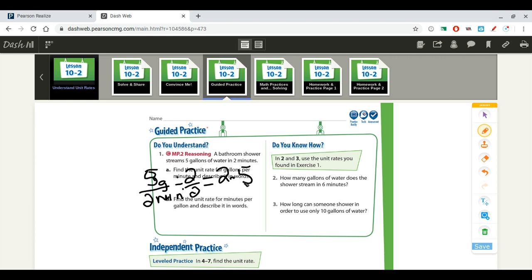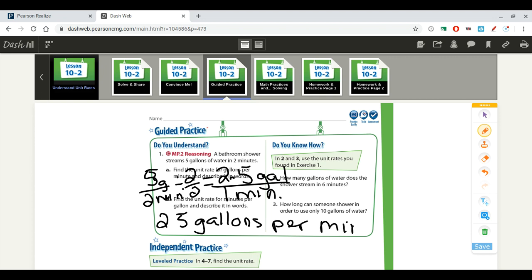So let me see. So 2.5 gallons. Okay, so I have 2.5 gallons per 1 minute. So that's my unit rate. How I would describe that in words is 2.5 gallons per minute. All right, so I'm going to put that there. So I have 2.5 gallons per minute.